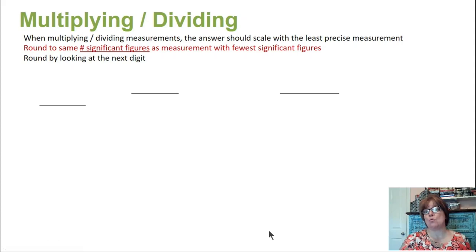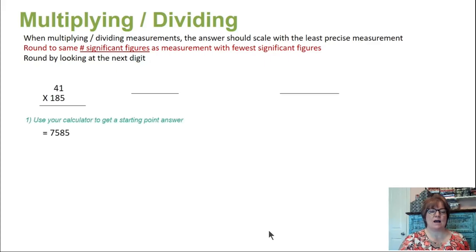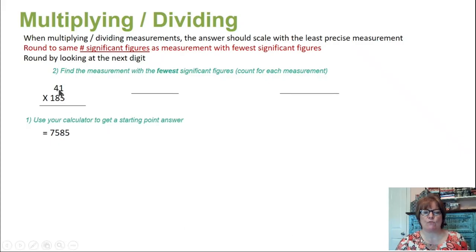Multiplying and dividing, I'm going by the quantity of sig figs. I'm going to round to the same quantity of sig figs as the measurement with the fewest sig figs. No longer the decimal place value, but the quantity. So 481 times 185, I start with my calculator, I get 7585. I go back to my numbers and I want to find which one has the fewest significant figures. 41 has 2 and 185 has 3. So 41 has the fewest, 2 sig figs. I need to round 7585 to 2 sig figs.